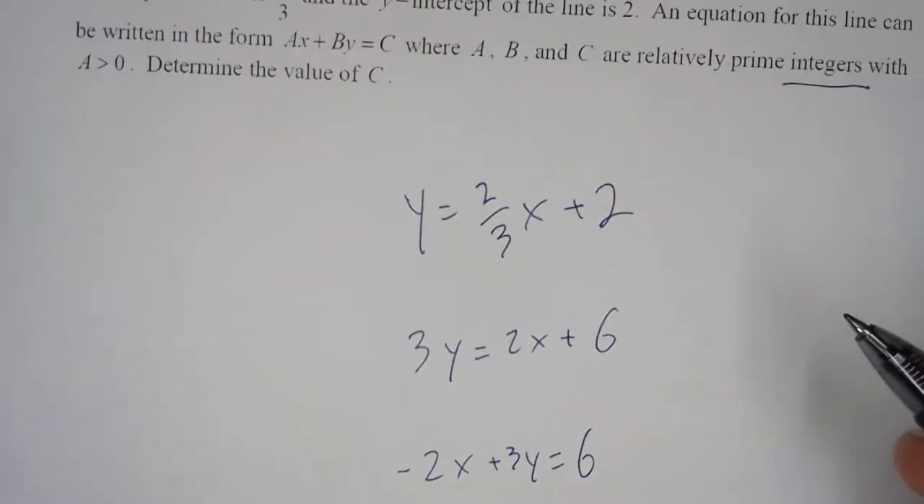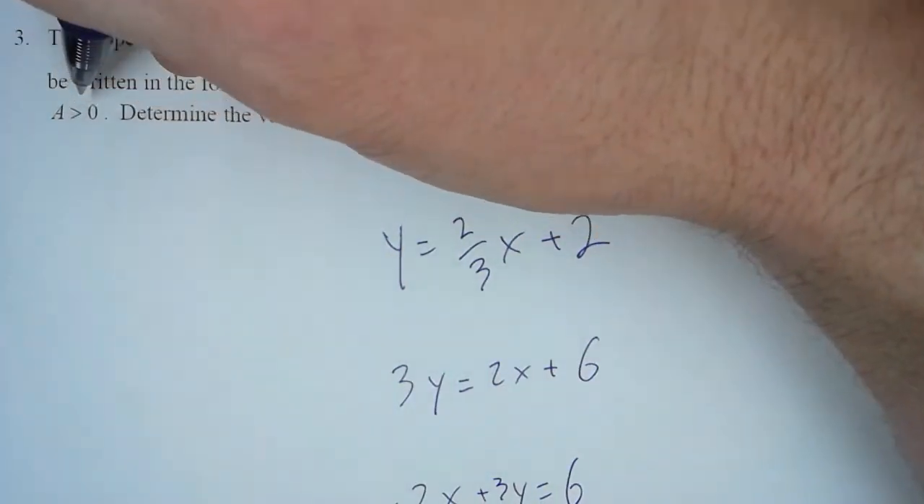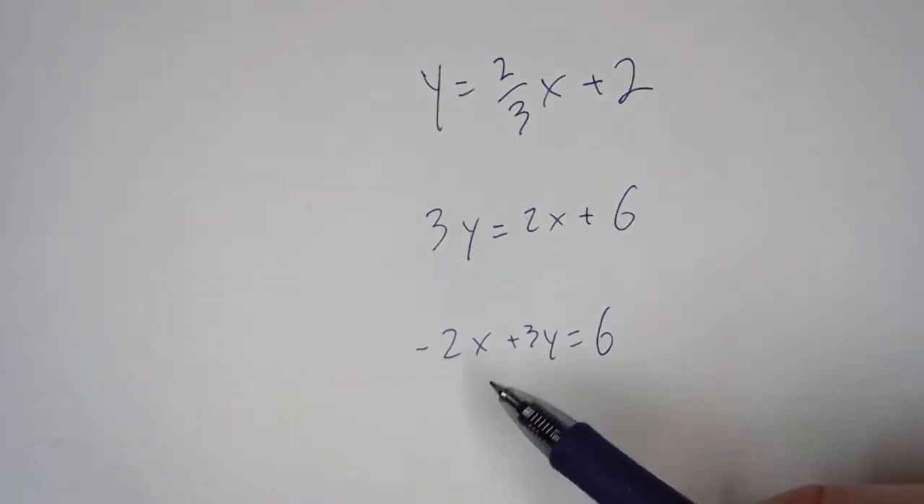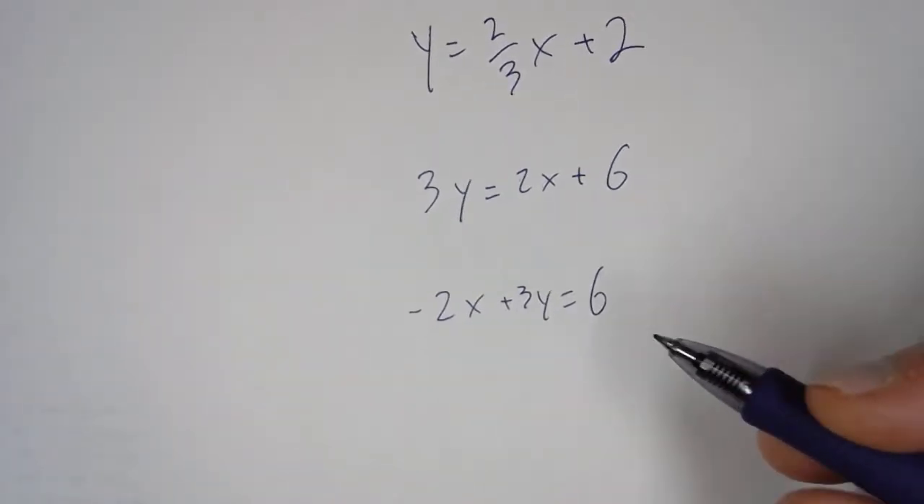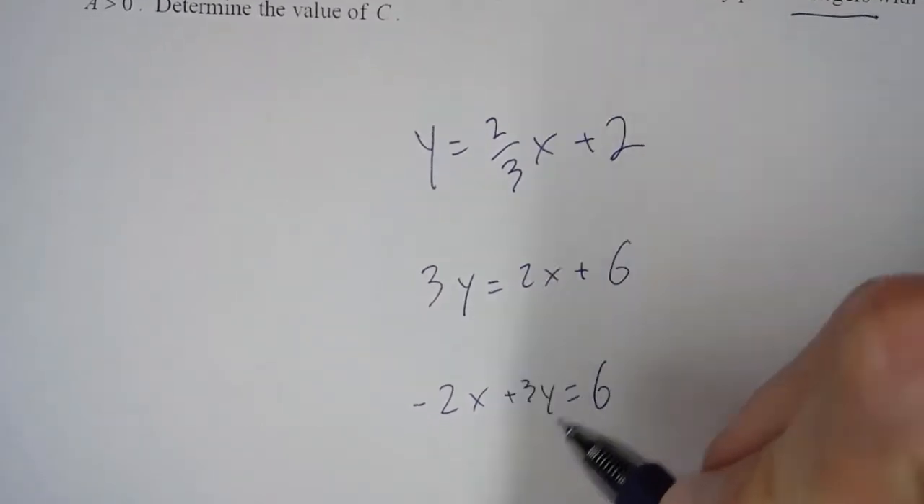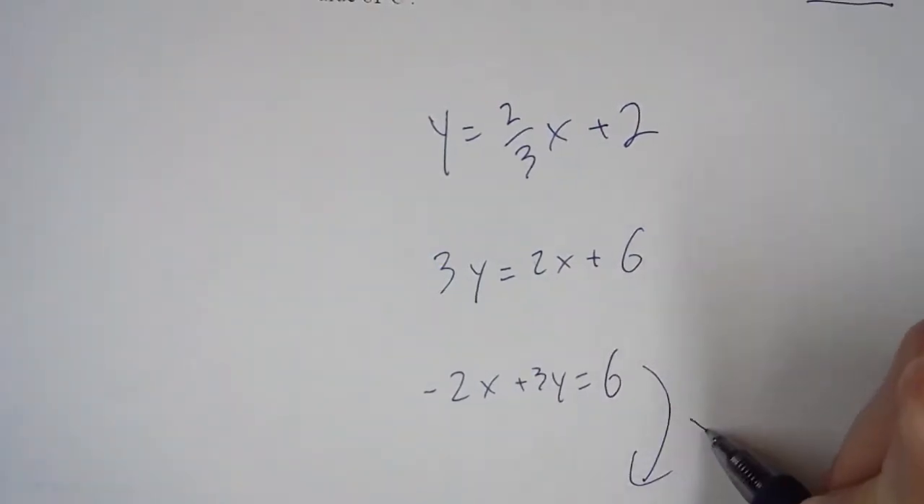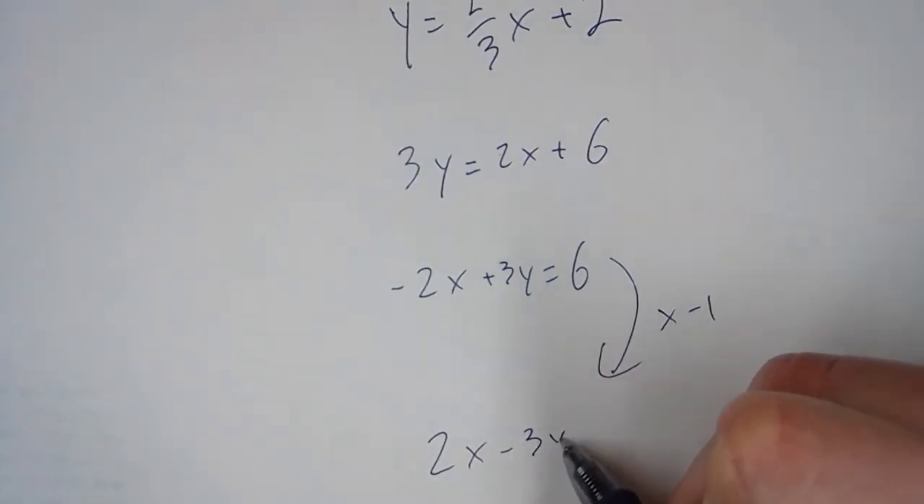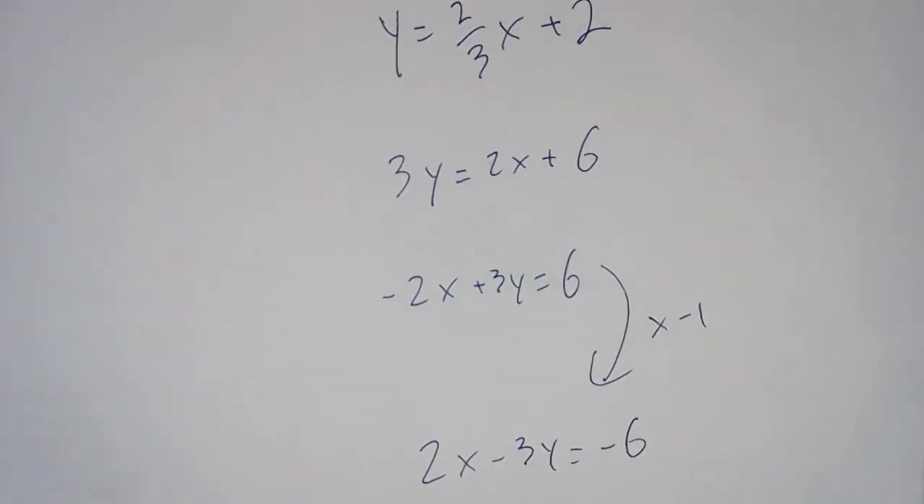Now, one other detail is they tell us that a has to be greater than 0. Now a is the number in front of x, but it's negative. So what do we do? Well, we multiply everything by -1. So when we multiply everything by -1, this becomes positive 2x minus 3y equals -6.